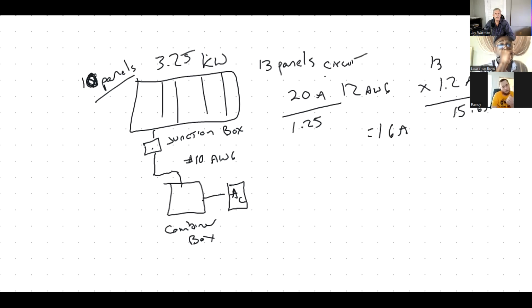So let's assume that our meter is somewhere right here on the wall. Our AC disconnect is going to be located close to that. And then from the AC disconnect, where do we go? Inverter. No, the inverters are already up here on the panels. This is a microinverter system. Right. Microinverter. So now we just have to connect to the grid.